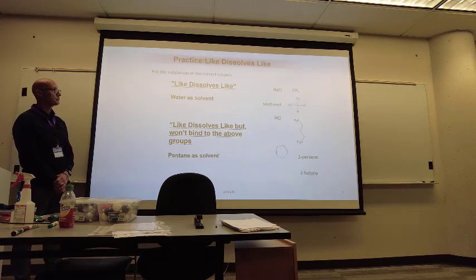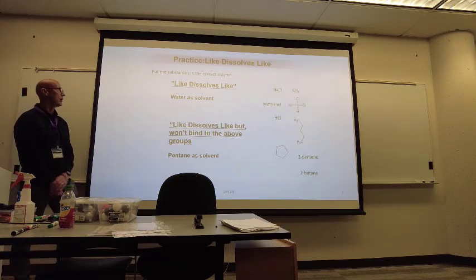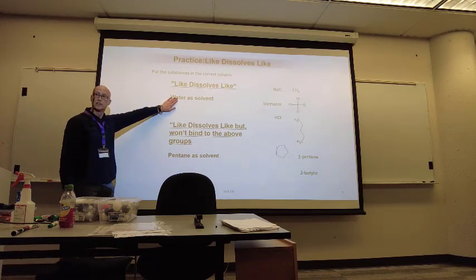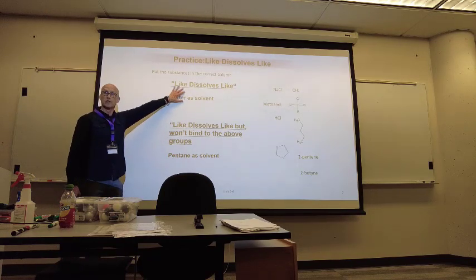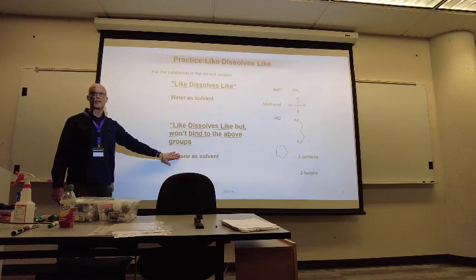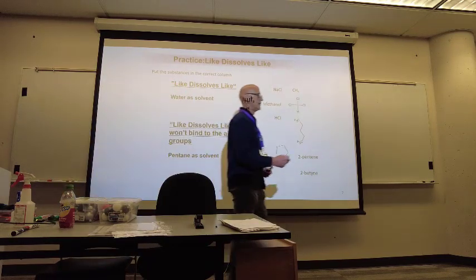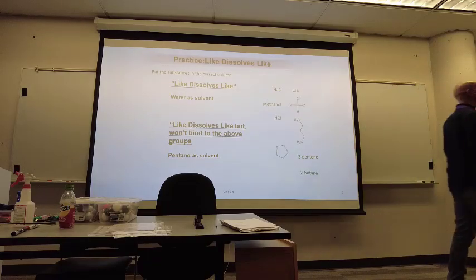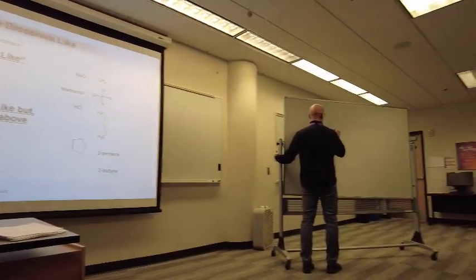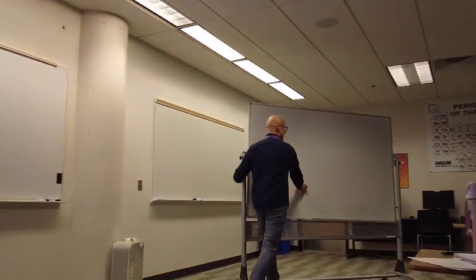All right. Here's a list. You guys ready to practice? Let's figure out where they go. I'm putting water as a solvent. That's a water lover. I'm choosing pentane as my solvent. What's pentane mean? Who can do the structure? Five carbons. One, two, three, four, five. Okay, that's pentane, correct? It's like a seagull.